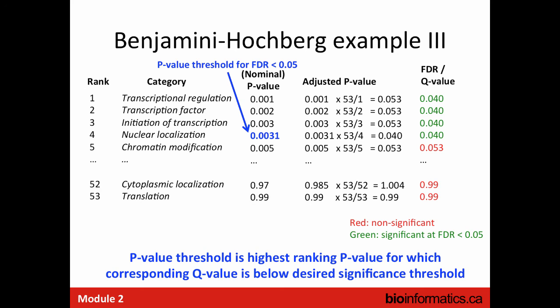So the first list is terribly important. Yeah, and the ranking is important. You can see up here, actually, this adjustment multiplies by the number of tests divided by the rank. That's just the Bonferroni correction, right? So that's super stringent, right? But as you go down the list, you become less and less stringent. And the reason is because the false discovery rate depends on the number of tests that pass. Right, so you can become less stringent as you go down the list because more and more tests pass, and you're making a statement about the proportion of tests that pass.